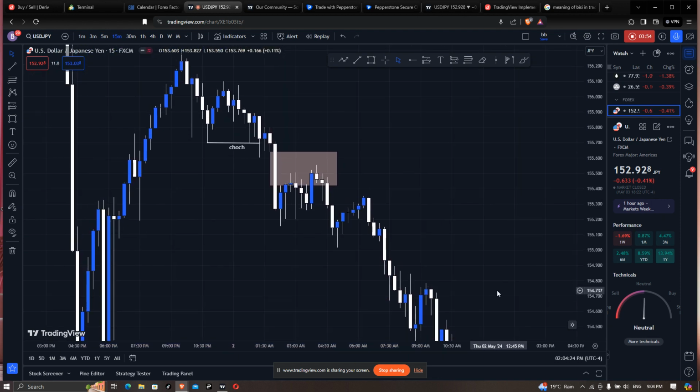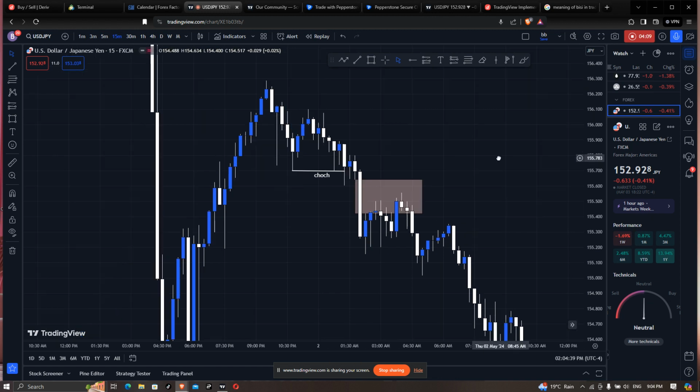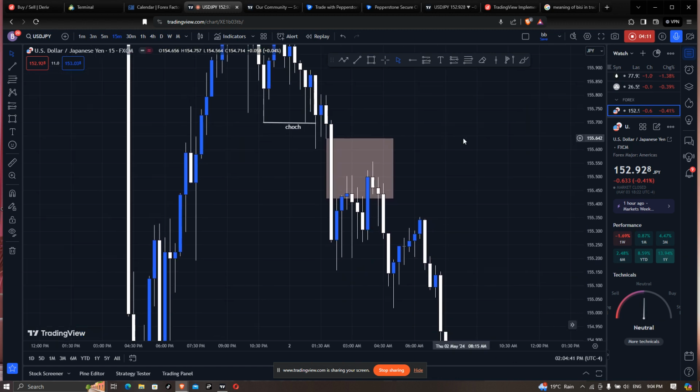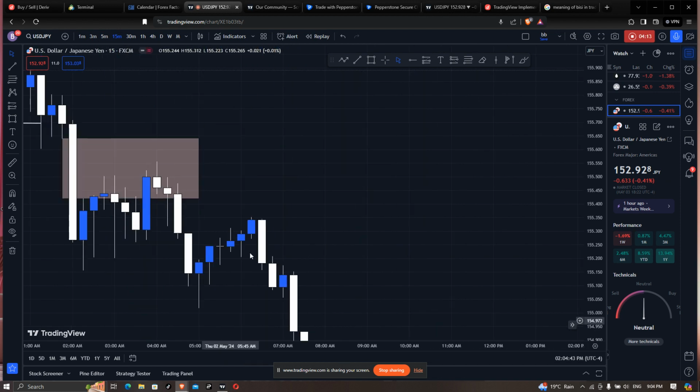So usually after a change of character, then price forms a fair value gap. Price will always come back to rebalance that, then move towards your intended direction. So this is where you're supposed to take your trades from. Now from here, you can actually check out this fair value gap.